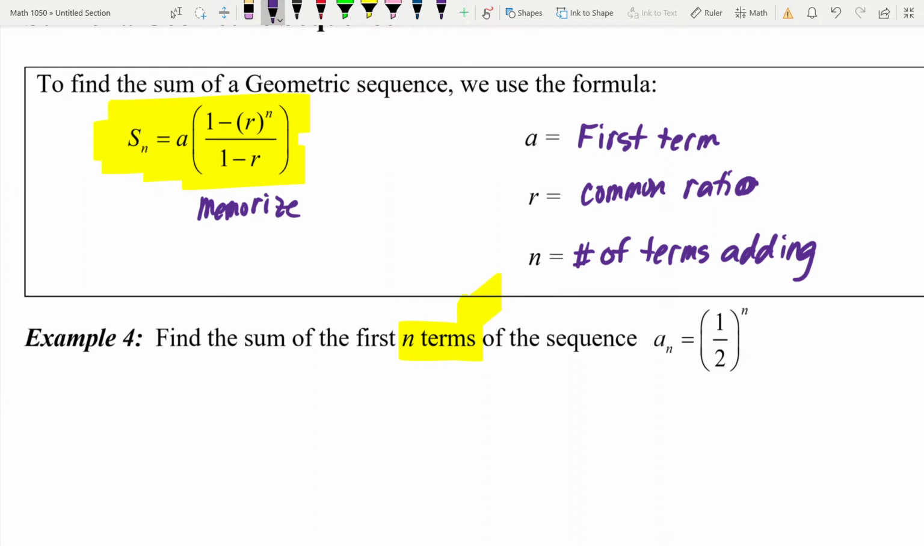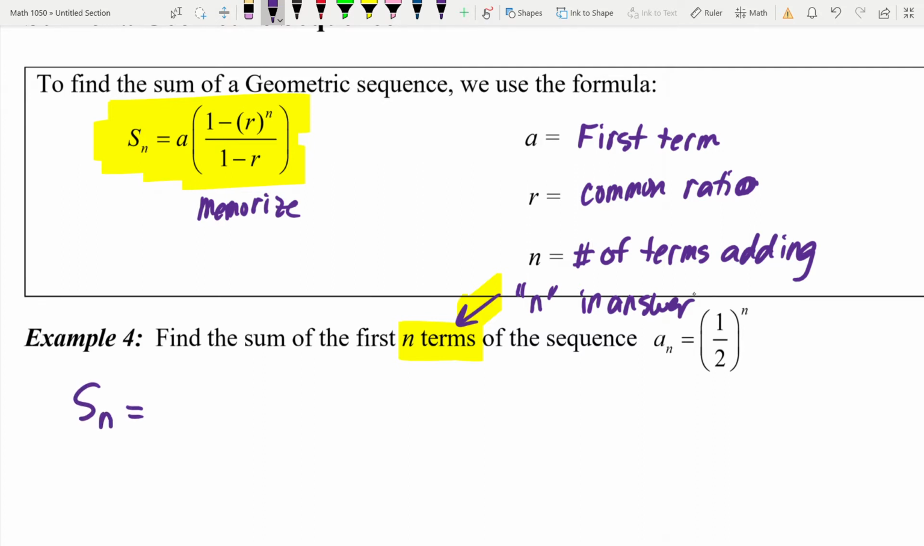This is now the third time we've written this. If you see n terms, what do you know, guys? You're going to have an n in your answer. Don't freak out when you have an n in your answer, because they didn't say like the first 10 terms or something like that. Okay, so everybody go S sub n.